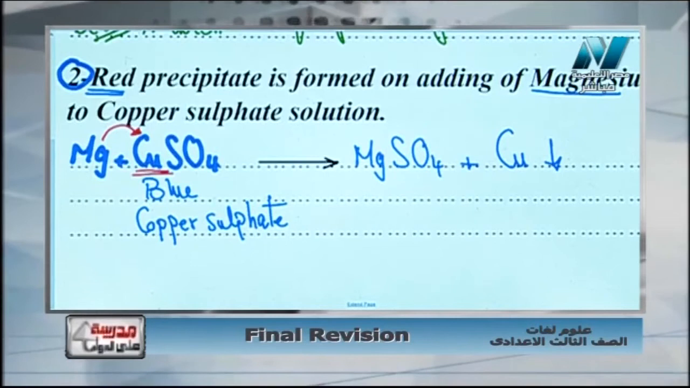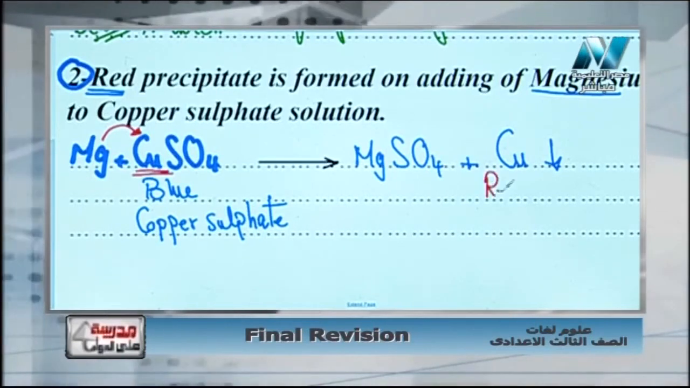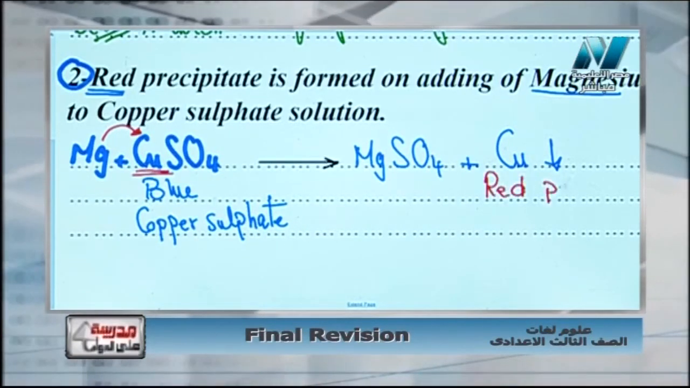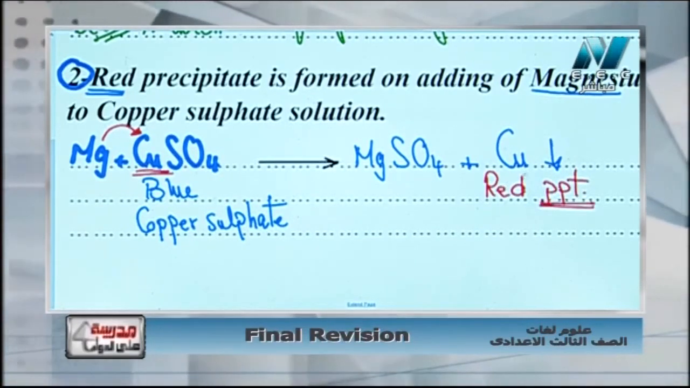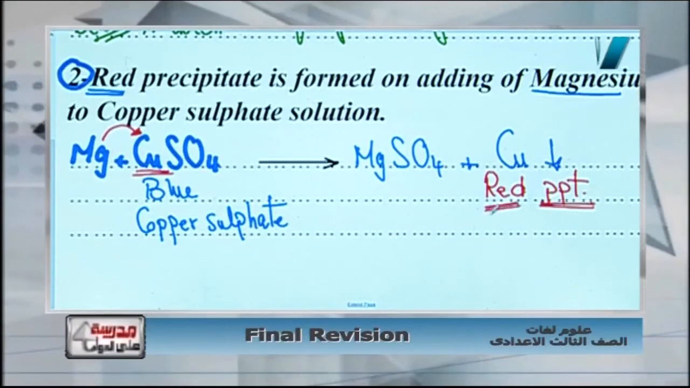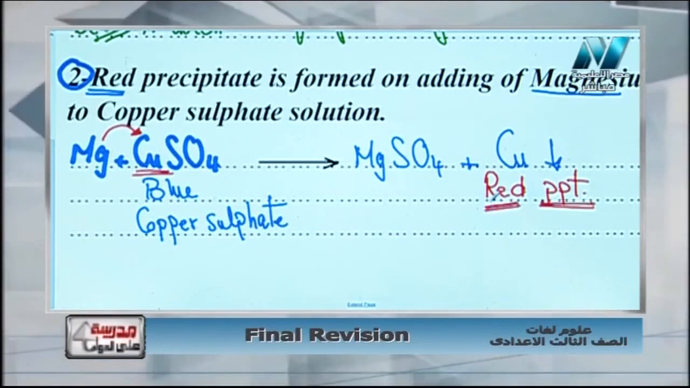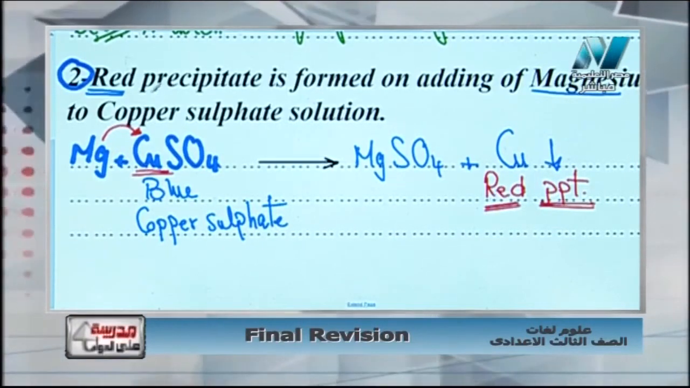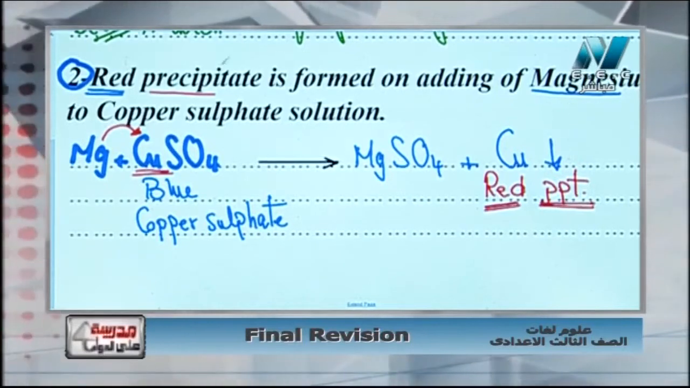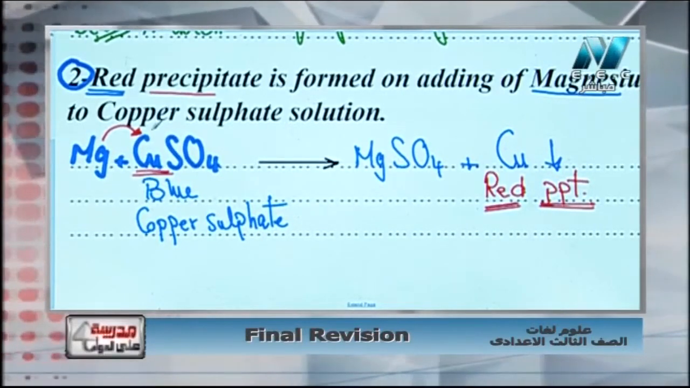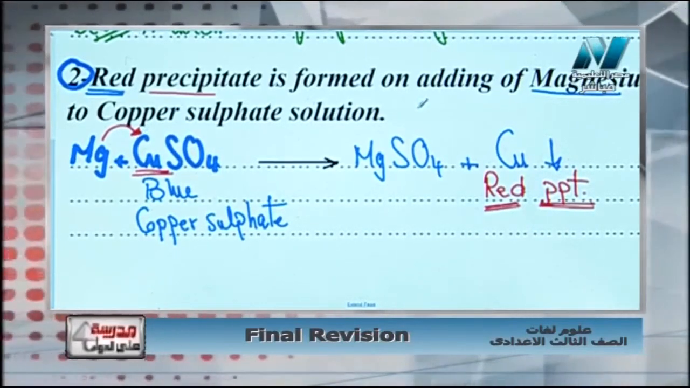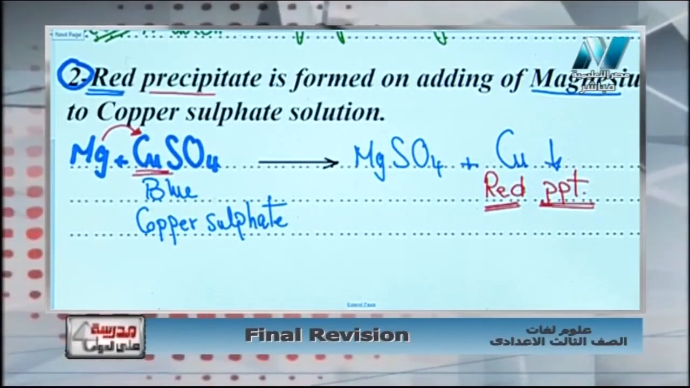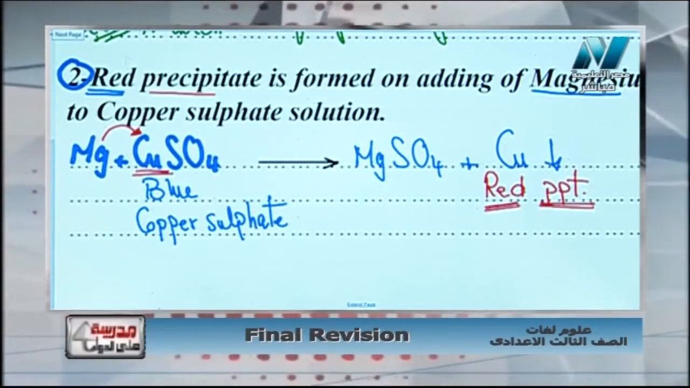Here copper is a red precipitate, PPT اختصار كلمة precipitate أو راسب, red or reddish brown or brownish red اللي هو الراسب الأحمر أو طوبي شوية. يبقى red precipitate is formed on adding magnesium to copper sulfate. هقول له طبعا magnesium replaces copper in its salt solution forming magnesium sulfate and copper precipitate in red color.